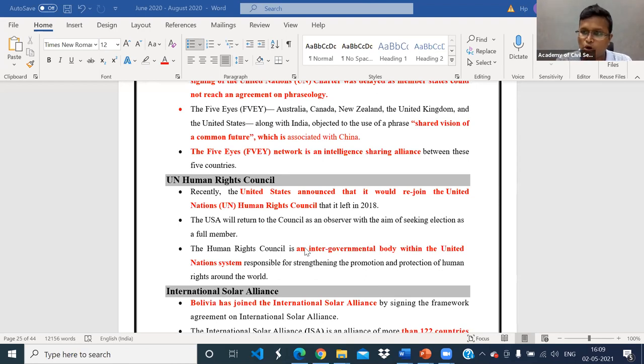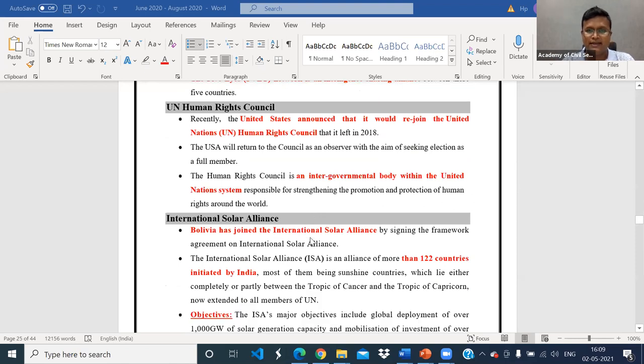Presently, America has lost its membership. They wanted to re-enter in 2020. When they tried for re-entry, they were given only the observer status, not full membership. So even now America is not a full member in the UN Human Rights Council.